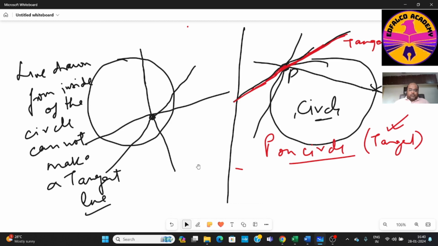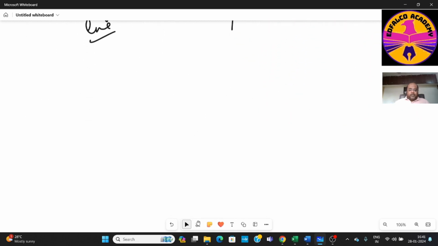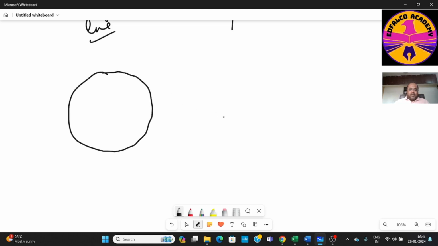Now let's move on to the next possibility. The next possibility is if the point is outside the circle. So let's say there is a circle and there is a point which is outside the circle. We talked about inside the circle, no possibility of tangent. On the circle, if the point exists, then there is a possibility of one line which can be made as a tangent. And if it is outside, again there are multiple lines that we can draw, but there are possibilities to draw two tangents. What are those two tangents?